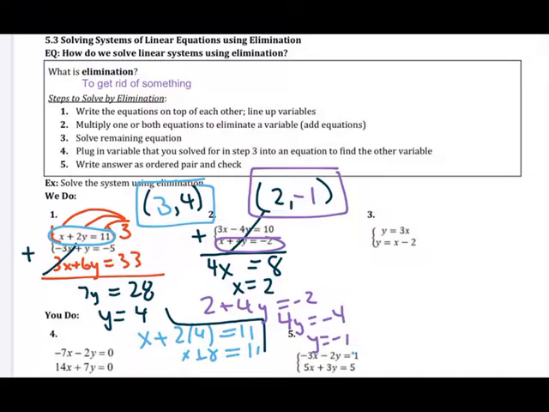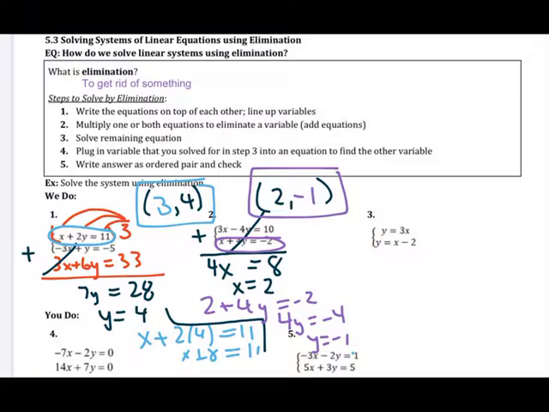Okay, number 3, they are not in standard form. However, the variables are still lined up. So what number could go in front of my y so that when I add my y's together, I get 0? Just a negative sign. Or what number could go in front of my x's to make the x's add to be 0? I could use a -3 in this bottom equation.